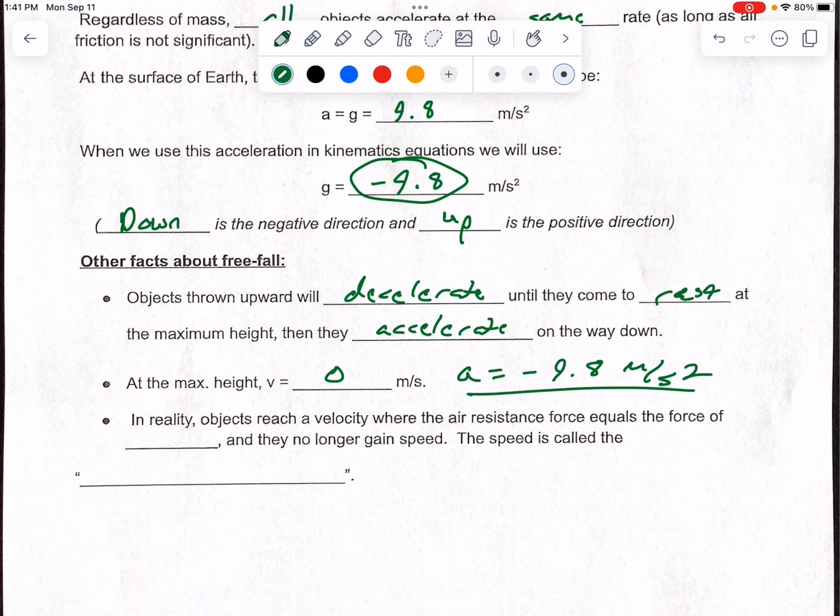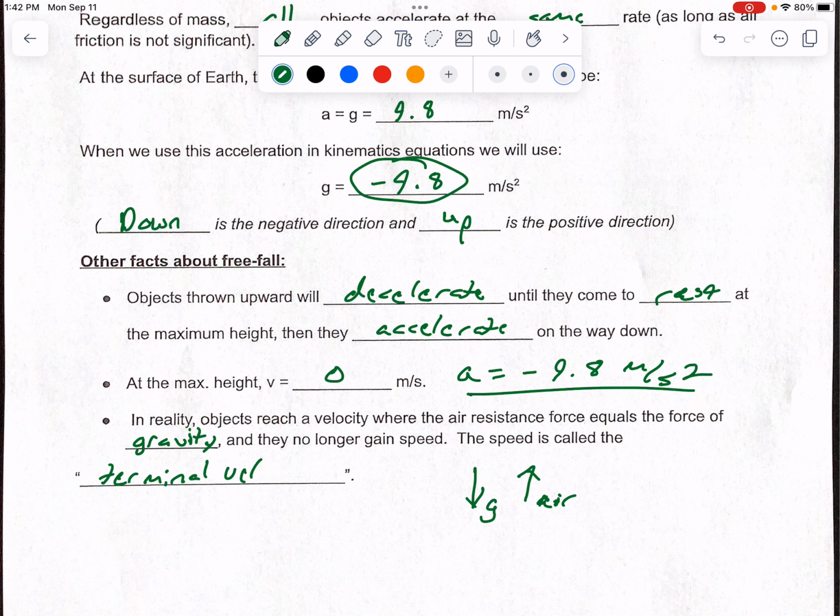Okay, so in reality, objects reach a velocity where the air resistance force equals the force of gravity, and they no longer gain speed. So basically what happens is you have gravity pulling down, and you have air resistance going up, and they basically will cancel each other out at a certain point where you're no longer gaining speed. So this is called terminal velocity.